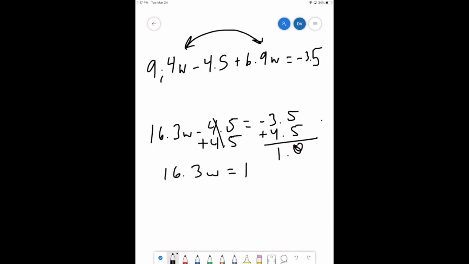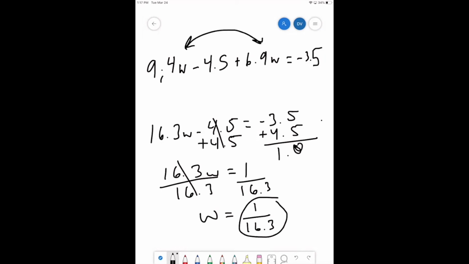We have to isolate the variable, so we have to divide by 16.3. Do to one side, we do to the other. And this is going to cancel out, so W equals 1 over 16.3. And I would say it's okay to leave it as a fraction. That's your answer. I guess we can do another problem.